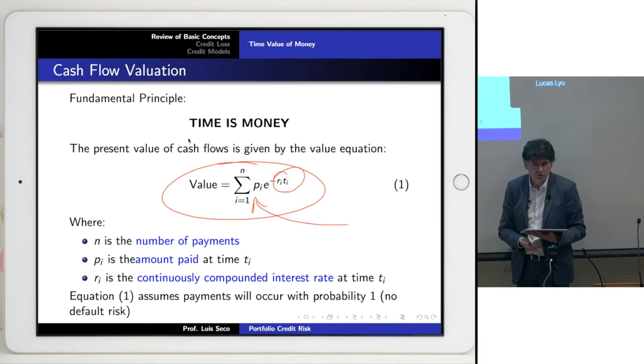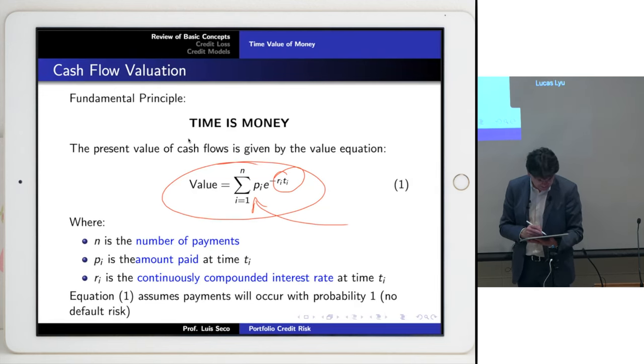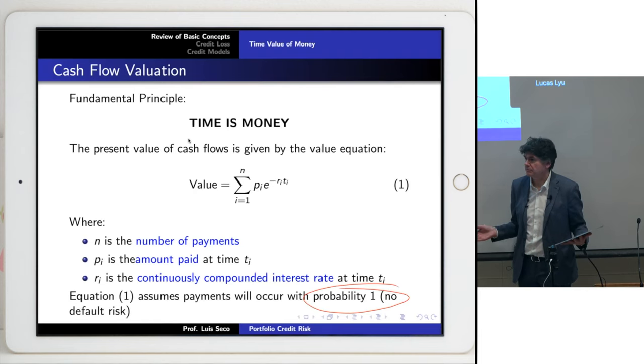This is something you are experts on. You really are experts on this. You know more than 90% of the people out there about this. You know how to calculate R, all of that stuff. Great. But here we made an assumption, which is that these payments will happen with probability one. That's how we derive this.